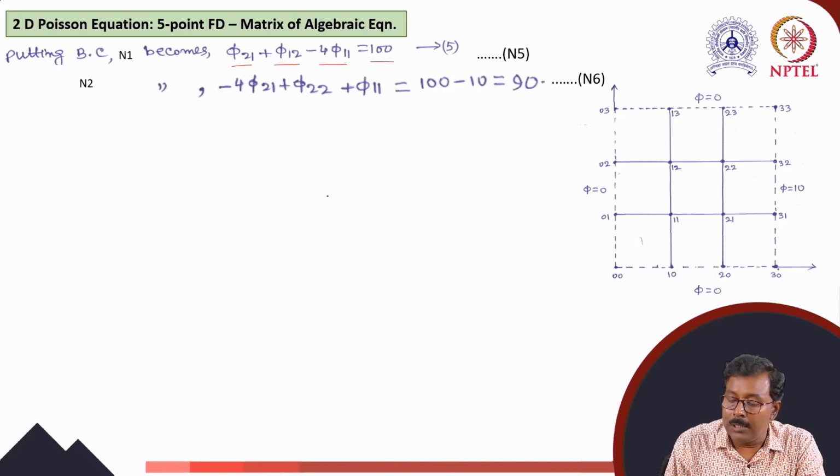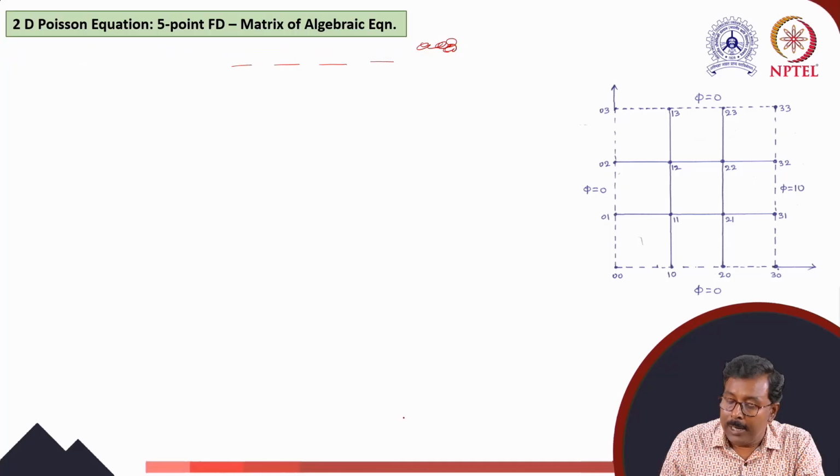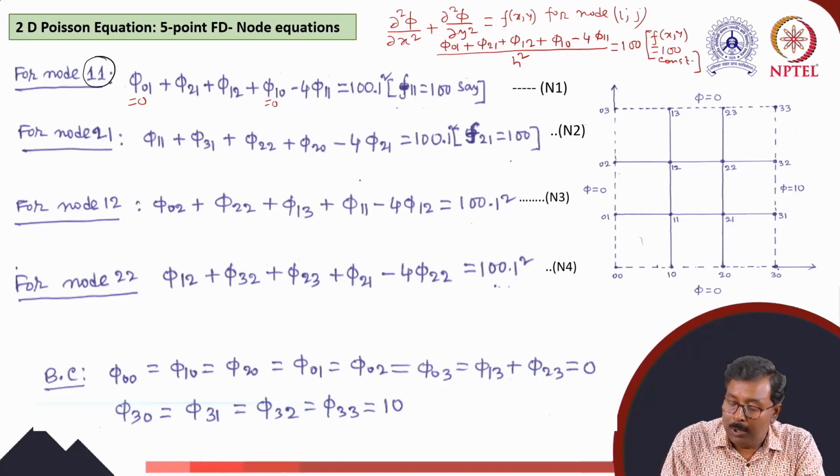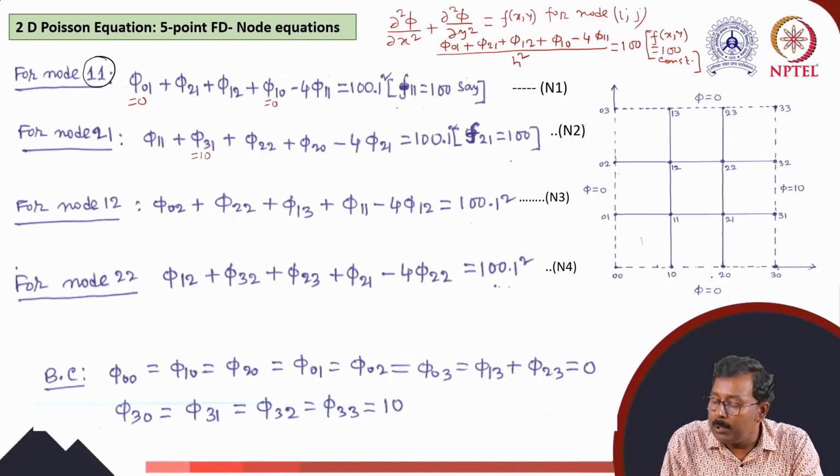Similarly, the other equation, n2, becomes minus 4 phi 2 1 plus phi 2 2 plus phi 1 1 is equal to 100 minus 10, that is 90. Because in equation n2, phi 1 1 remains, and phi 3 1 is equal to 10. And phi 2 2 is an interior node. Phi 2 0 is 0.